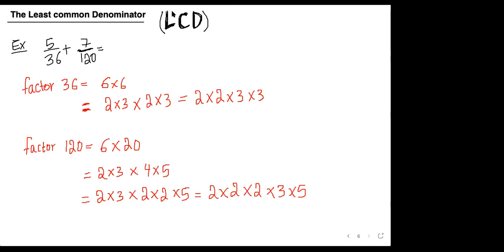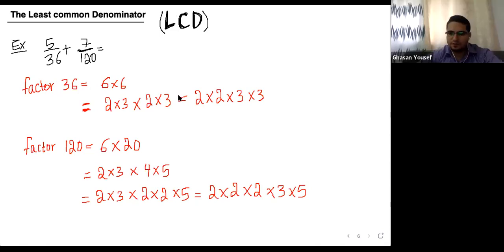Okay, so now we have to cancel the common factor. I have here 2, I cancel it with this 2. Now I cancel this 2 with this one, this 3 with this 3. Now the remaining here is a 3, and the remaining here is 2 and 5. 2 times 5.